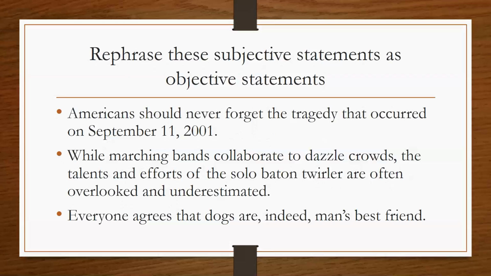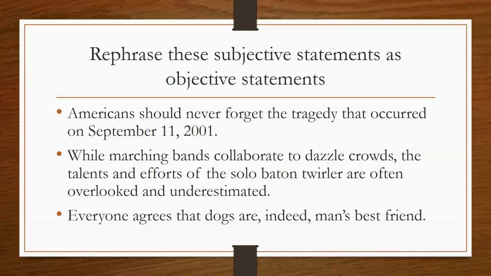So we see some loaded language here. As we reread the sentence, we see words like overlooked and underestimated, dazzling crowds. To move us back toward objectivity, we might just soften the language a little bit here and make it seem less connected directly to the writer. So, on to the third sentence.